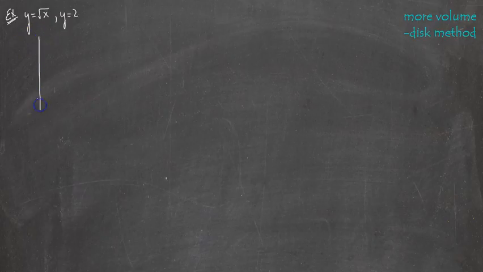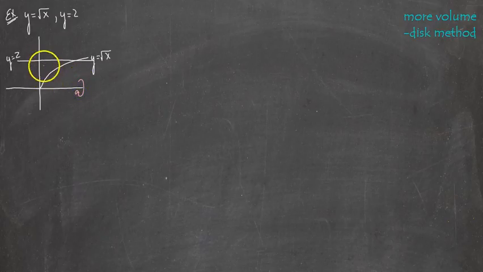So the first thing we want to do, whenever possible, is to sketch this. This would be the graph y equals root x, and then y equals 2 is a horizontal line through the y-axis at 2. And we're rotating again around the x-axis, which means we're taking this curvy triangular area, rotating around the x-axis to get a sort of cylinder with a parabolic scoop taken out of the middle of it. And we want to calculate the volume of that solid.